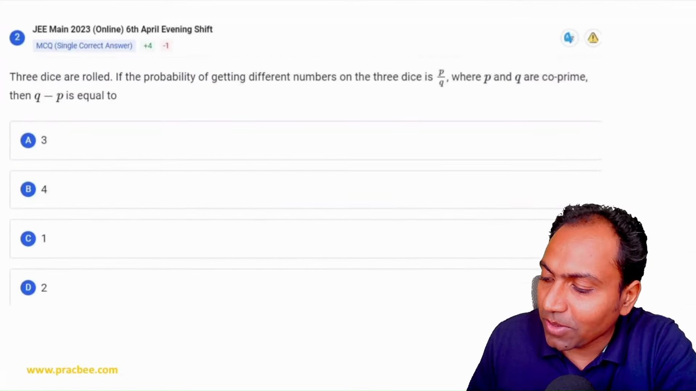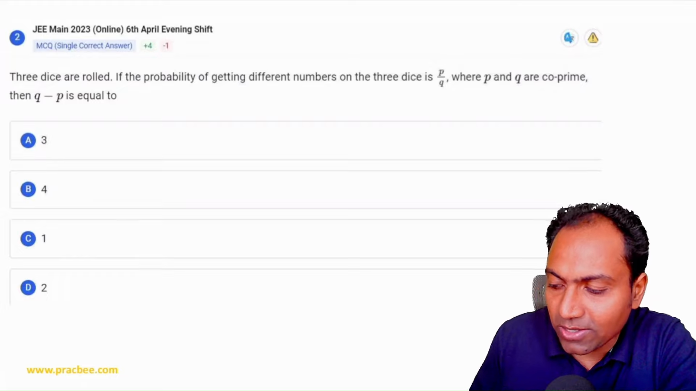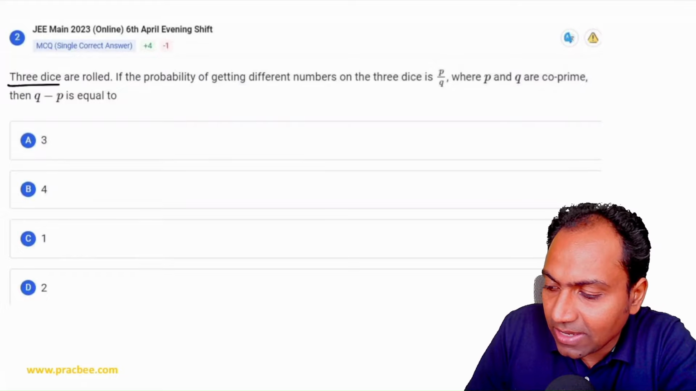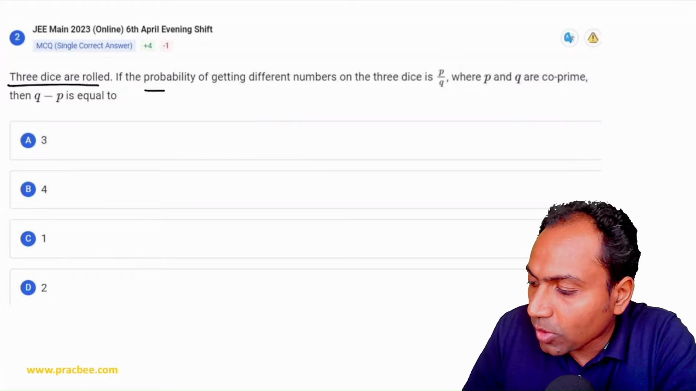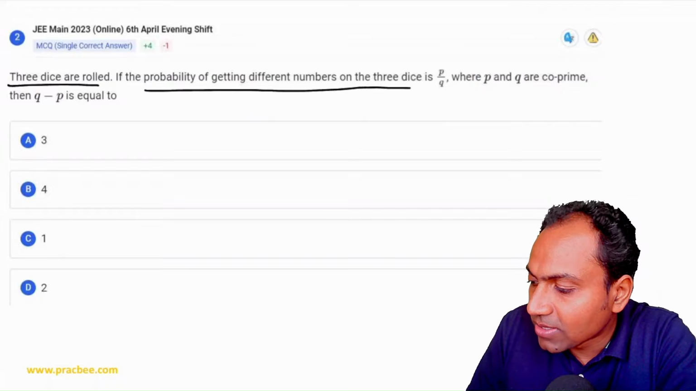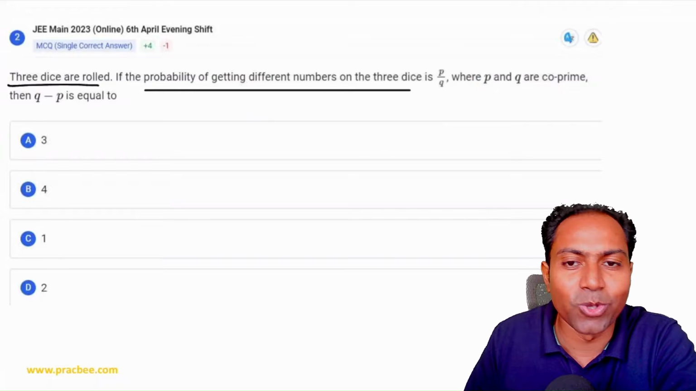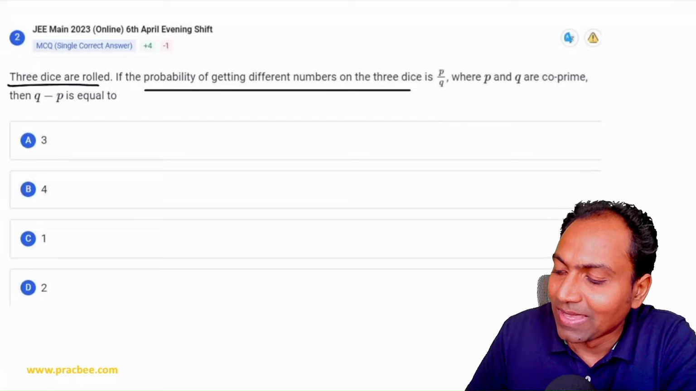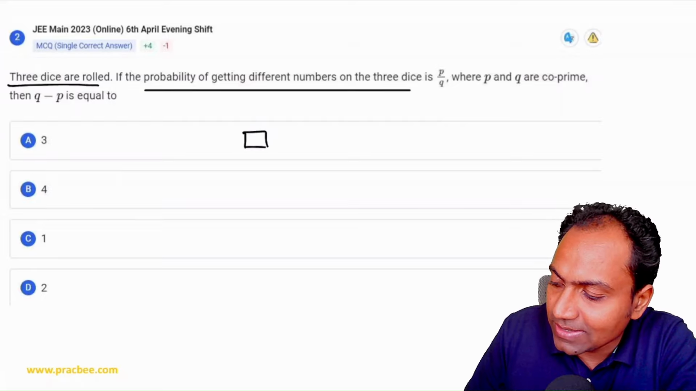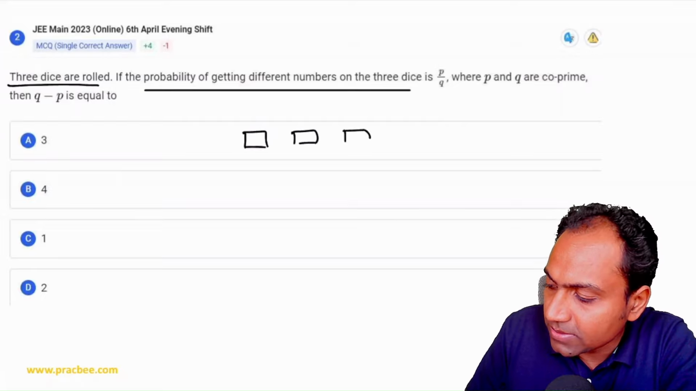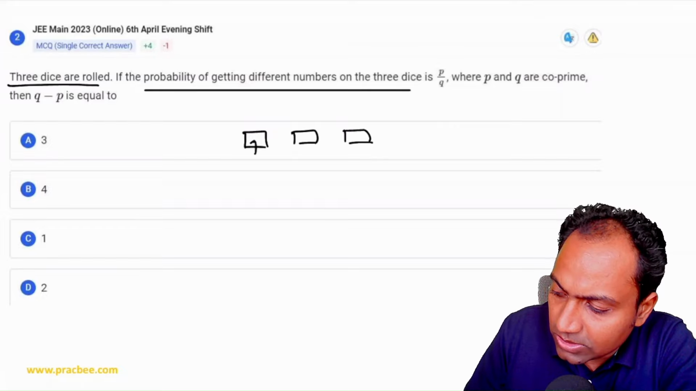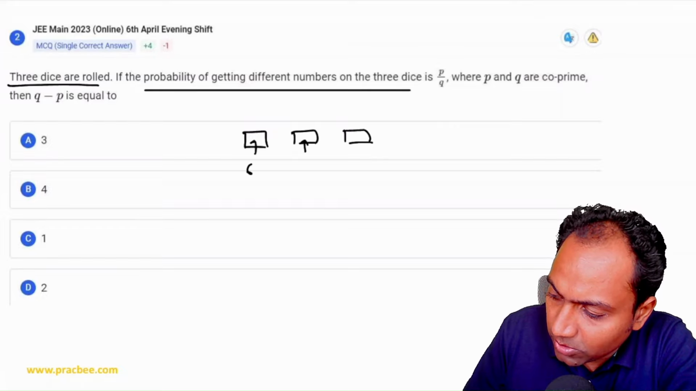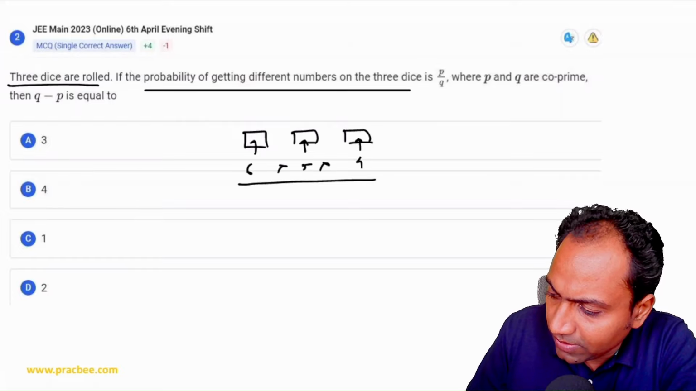The first kind of problem that was asked in 2023 talks about 3 dice being rolled. Find the probability of getting different numbers on the 3 dice. Now if you already know this question, you can pause this video and try it. So what we are saying is the 3 dice should reflect 3 different numbers. What is the probability of that? So the first can be done in 6 ways, the second box can be filled in 5 ways, and the third in 4 ways. So the answer becomes 6 into 5 into 4.